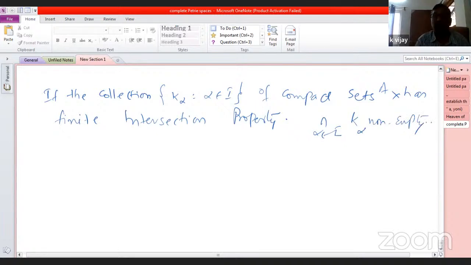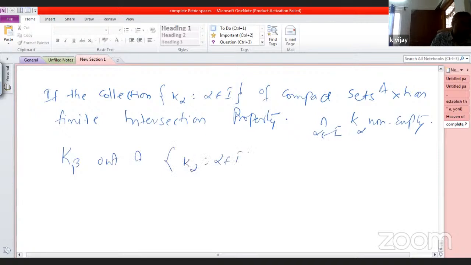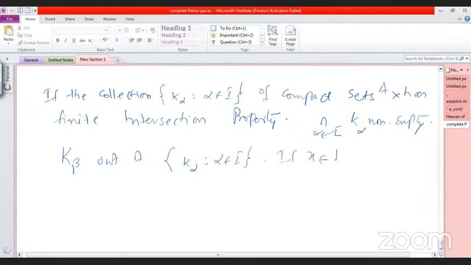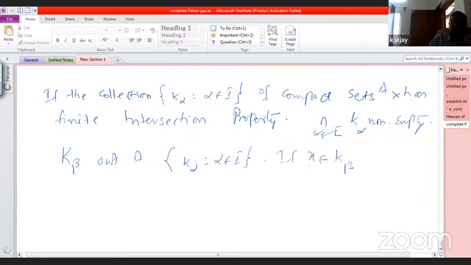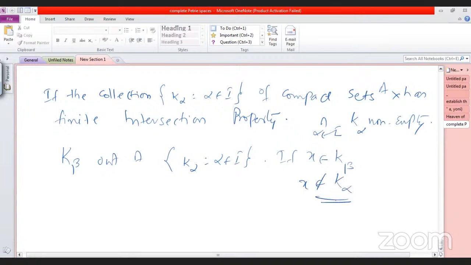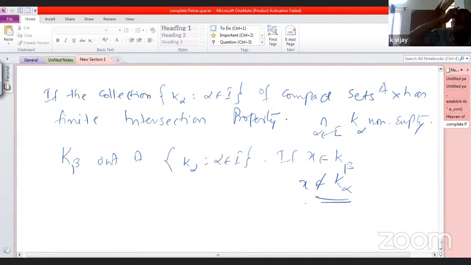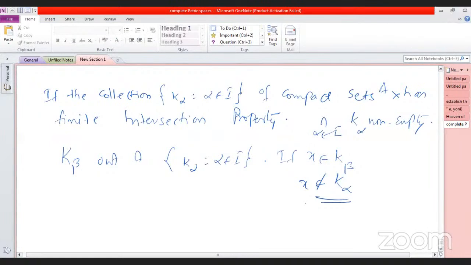See, if the collection K alpha, alpha belongs to a compact set, X has the finite intersection property. The intersection over alpha of K alpha is non-empty. See here, let the intersection over alpha of K alpha be non-empty. So therefore, I am taking K alpha, then I am taking K beta here. If x belongs to K beta, when we take x belongs to K beta, should we take x does not belong to K alpha or not? Yes sir. When we apply the beta condition we cannot apply the alpha condition, right? Yes, we cannot.